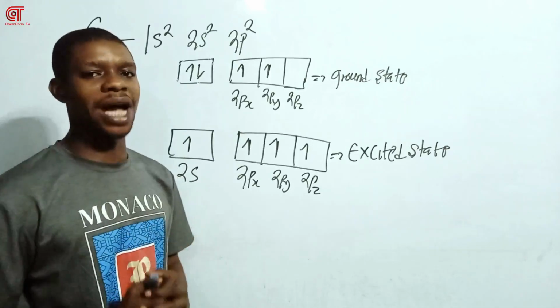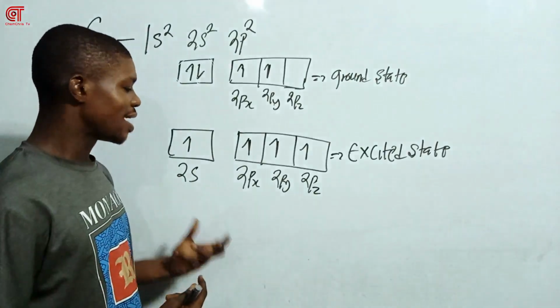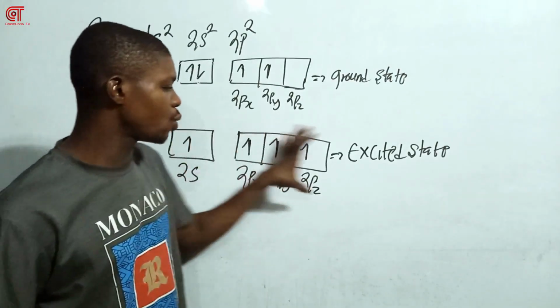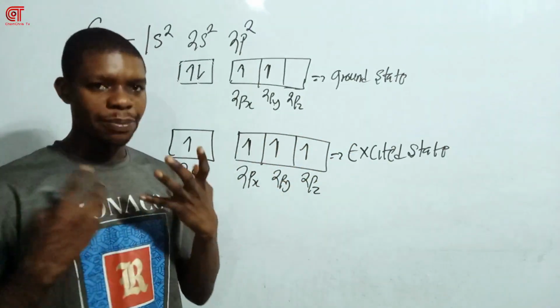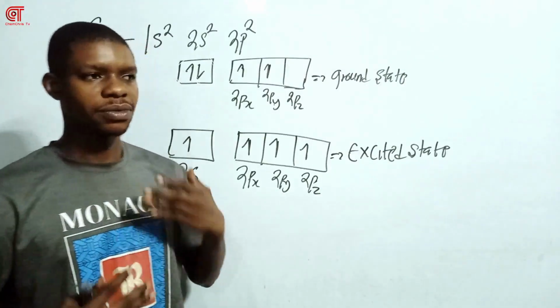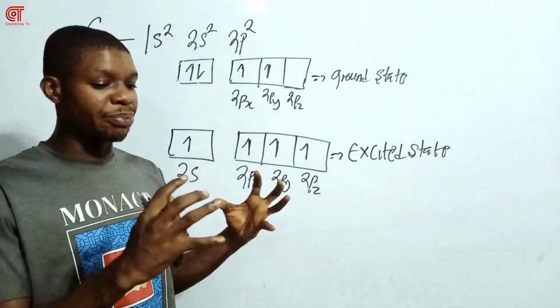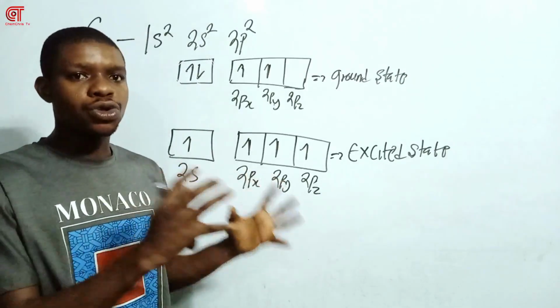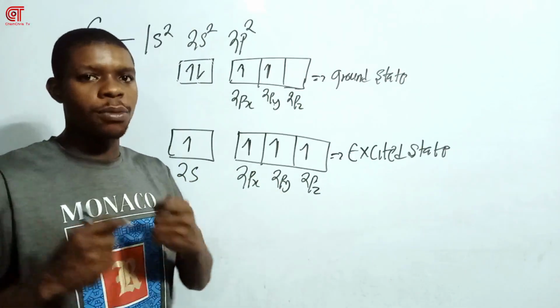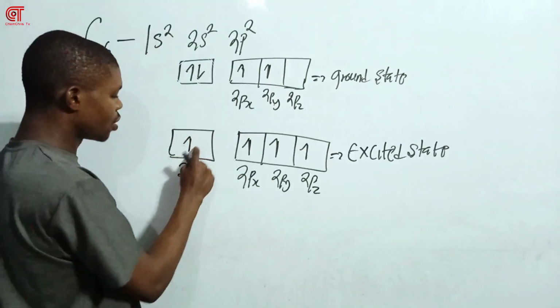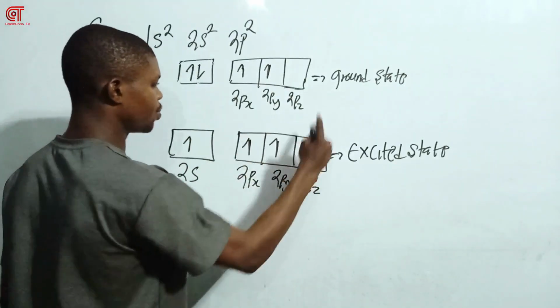So in sp3 hybridization, what it means is that carbon makes use of the 2s and all the 2p orbitals in bond formation. Remember I told you that hybridization is the mixing of two atomic orbitals to form a molecular orbital. That means carbon can bond with this, this, this, and this.